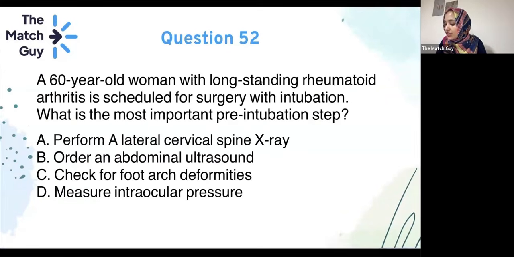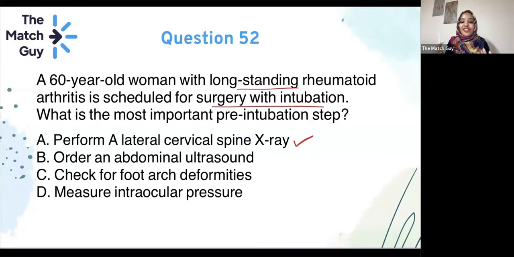Okay, let's do this question. A 60-year-old woman with long-standing rheumatoid arthritis is scheduled for surgery with intubation. What is the most important step pre-intubation? And why? Tell me why. Why are we doing this? Atlantoaxial instability. Nicely done, you guys. So we have this in rheumatoid arthritis. There's this risk. So before you do any type of intubation, because in intubation, you're going to hyperextend the neck, right?